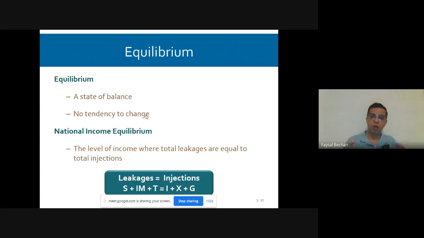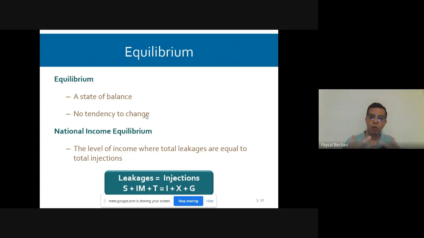So in the equilibrium, the state of balance, there is no tendency to change. If they are equal and we are at the equilibrium, we could have imports a lot, which means money goes out, but somebody is investing inside your country, and that causes an equilibrium. The national income equilibrium is the level of income where the total leakage is equal to the total injection.